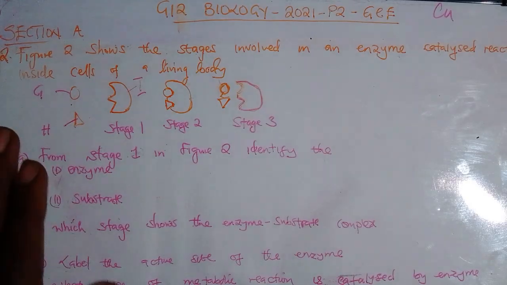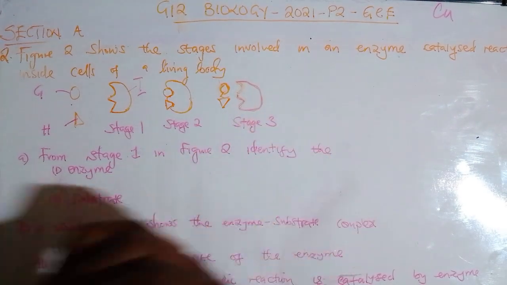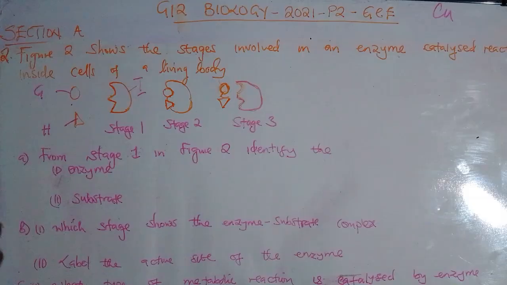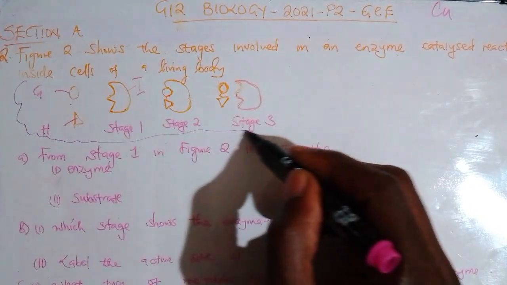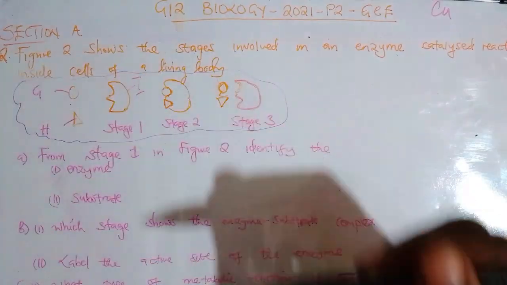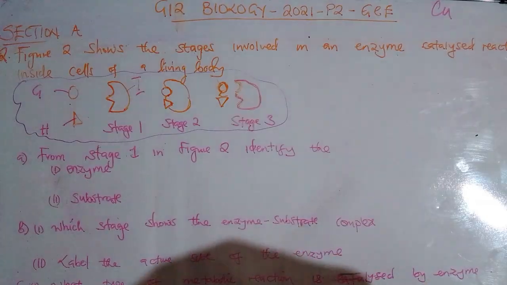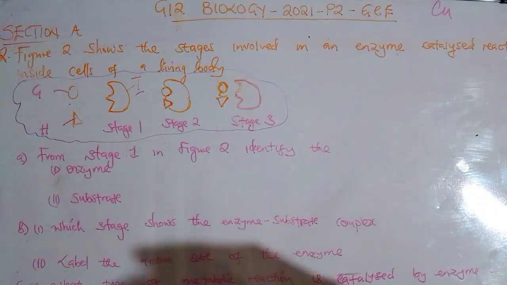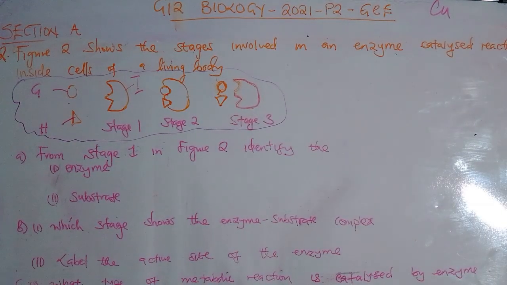So the question is saying, figure 2 shows the stages involved in an enzyme catalyzed reaction inside cell of living organisms. So this diagram is basically representing what happens inside living cell, or basically the process of enzyme. So this process, I explained it in the topic for enzyme. So if you haven't watched, be sure to watch the video. The link will be provided in the description. Go and watch the video on enzymes.